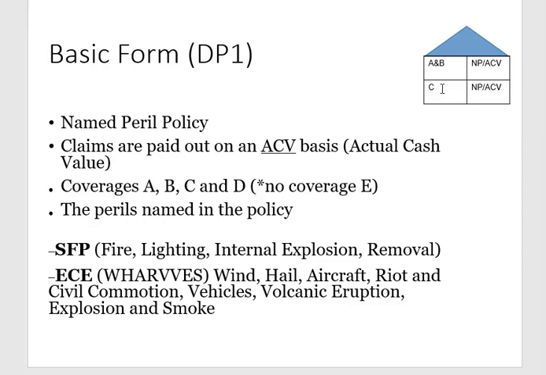And the claims are paid out at an actual cash value. The actual cash value is the depreciated value of an asset. So coverages A, B, C, and D all qualify for a basic form. There is no coverage E. And the perils named in the policy are going to be your standard fire policy perils: fire, lightning, and removal. Internal explosion is also included in that, because of fire, lightning, or those. You have your ECE.